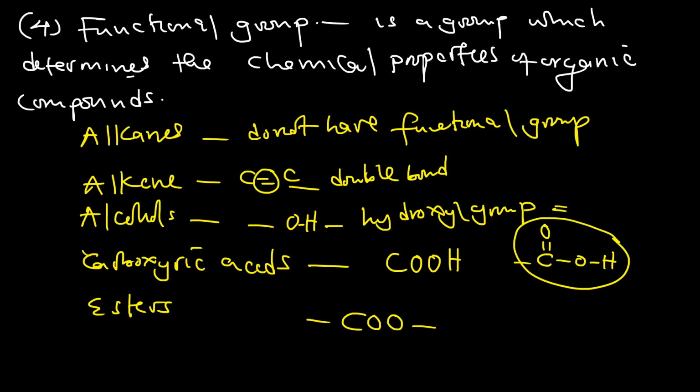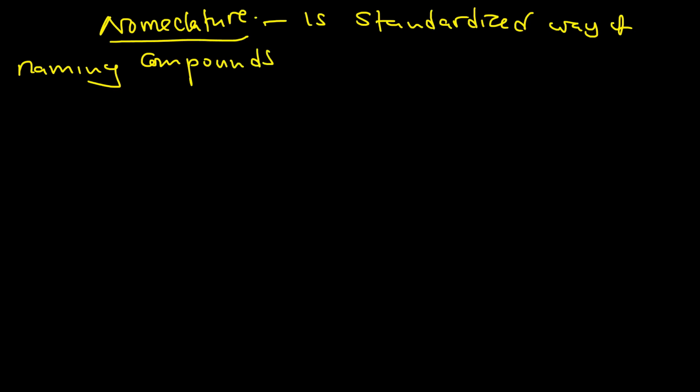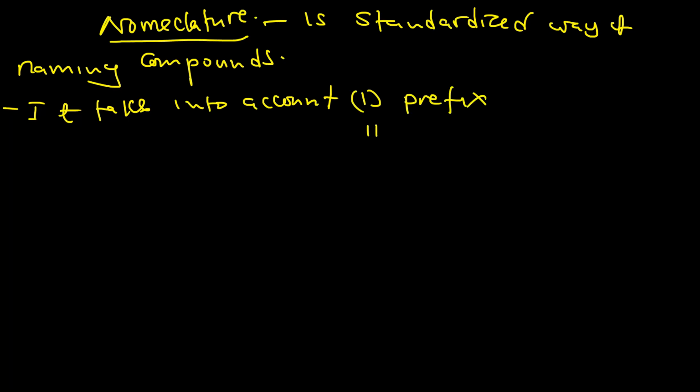All right, now let us go to the other thing that we need to know, and that is nomenclature. What is nomenclature? It is simply the standardized way of naming compounds. It takes into account two things: one, the prefix, then two, the suffix. If you want to name organic compounds, you are going to consider the prefix and the suffix.